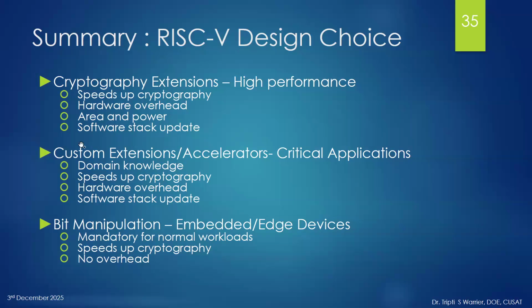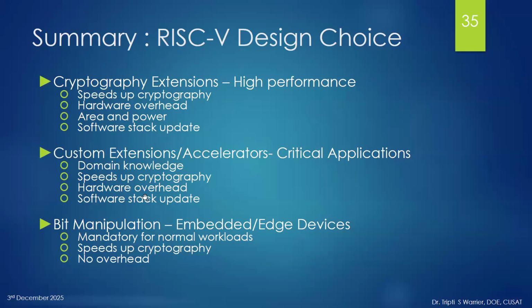We will choose this extension implementation completely if we want a high performance system for cryptography only. And the second implementation that we discussed was custom extensions or accelerators. So if it is a critical application, and you are someone who has good domain knowledge, you will be able to come up with smart, intelligent ways to speed up the frequently used task or the entire task itself. If that expertise is available to you, definitely you can try to come up with extensions or accelerators or co-processors.